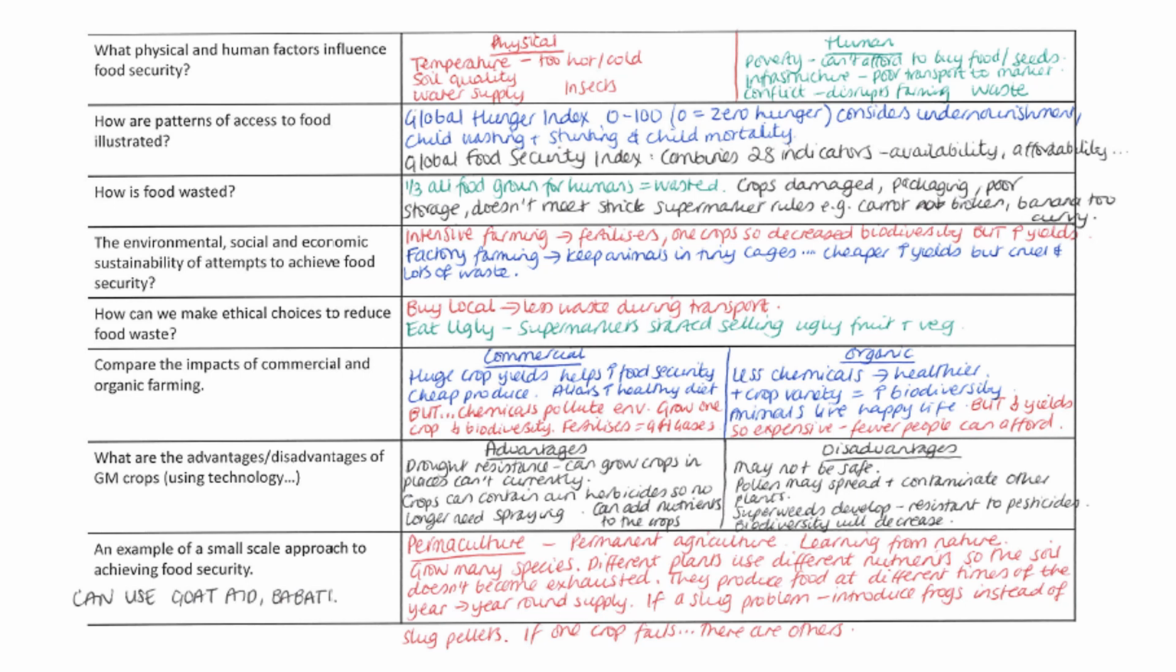What are the advantages and disadvantages of GM crops? So this is where we're using technology to improve food security. The advantages are you can grow drought-resistant crops, so you can grow crops in places we can't currently grow them. You can add your own herbicides to the crop so you don't need to spray them. You can add nutrients like vitamin A to the crop so that people get more nutrients in their diet.